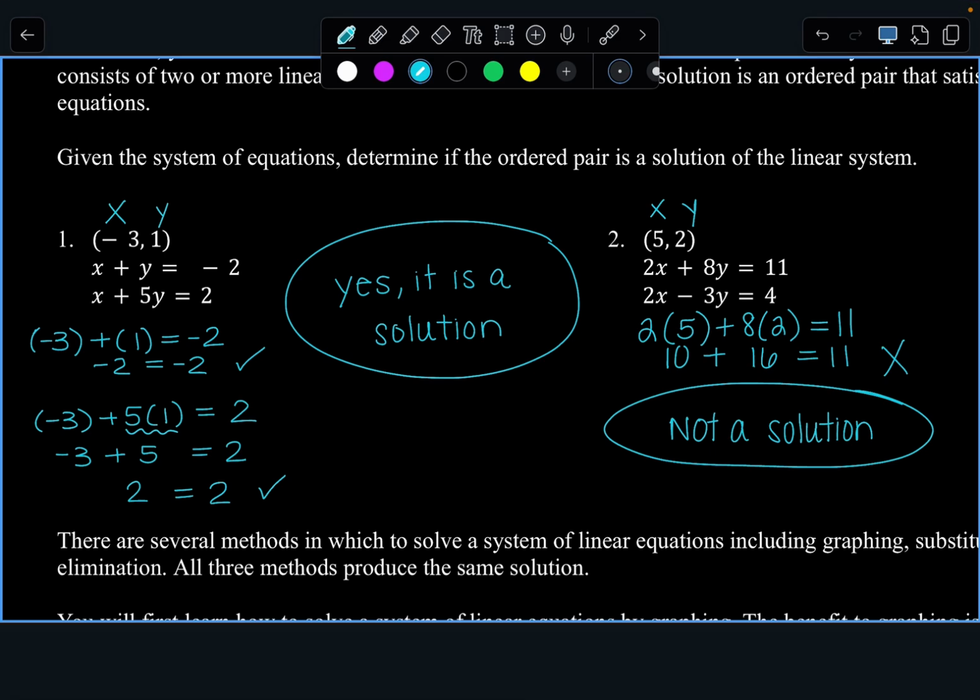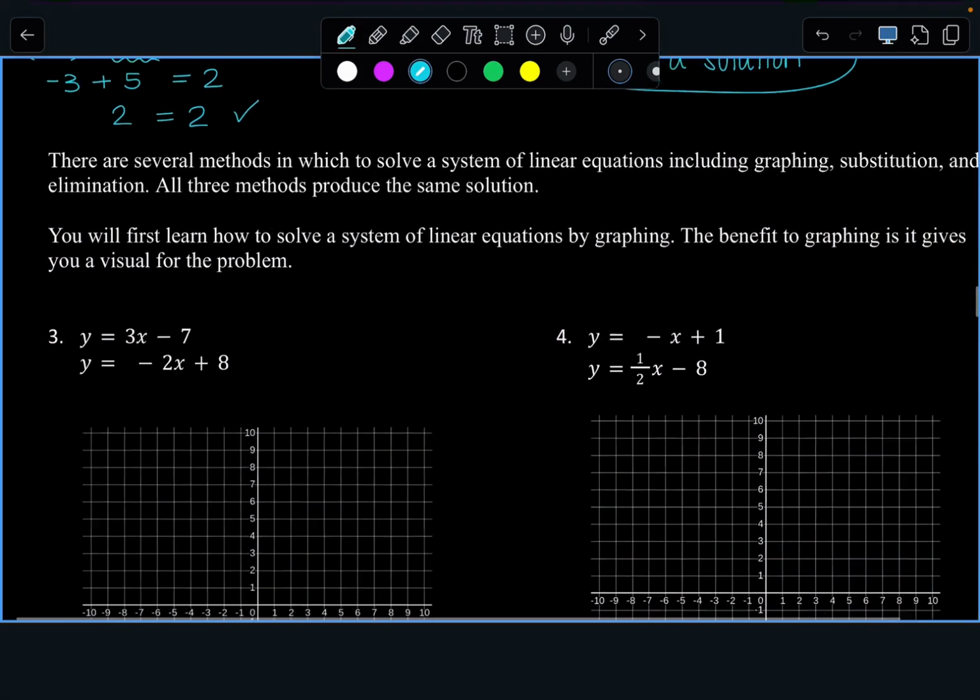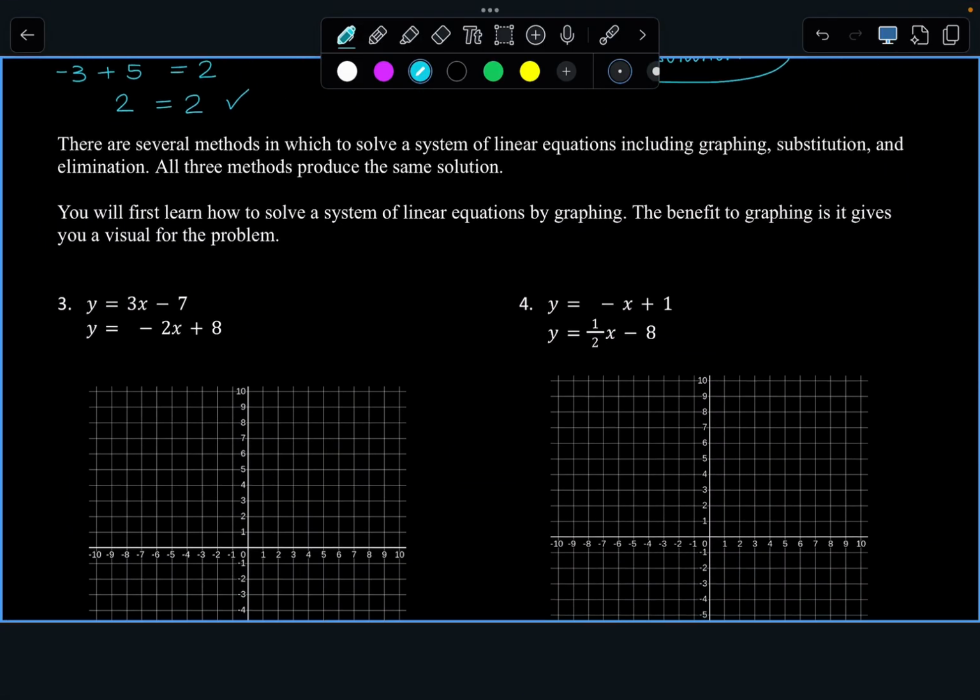Which method we use depends on the format in which we are given our equations. So if we are given our equations in y equals mx plus b, probably going to be fairly easy to graph them. Okay, so let's go ahead and continue practicing with graphing systems.